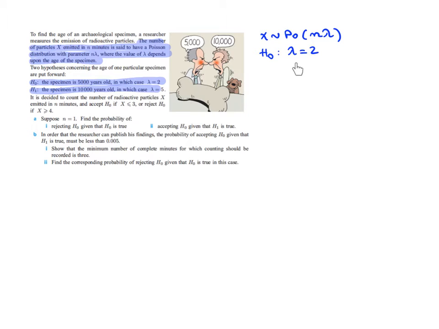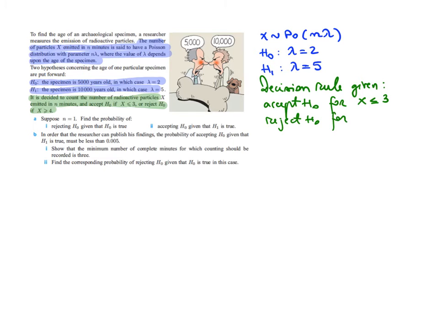H1 is lambda equals 5, suggesting a right tail test. Lambda is bigger than the lambda from H0. The next information gives me the decision rule. And now I'm drawing a diagram to picture how the distribution is, what are my acceptance and rejection regions.